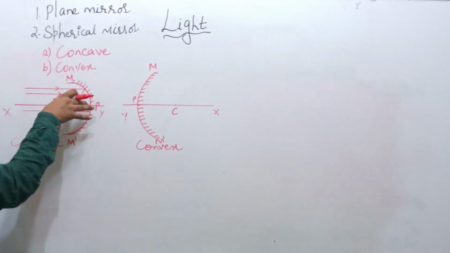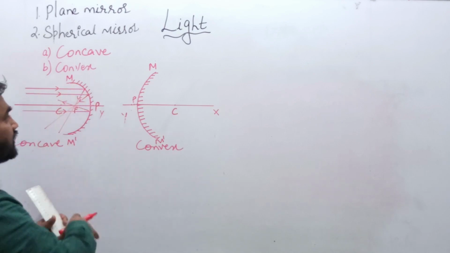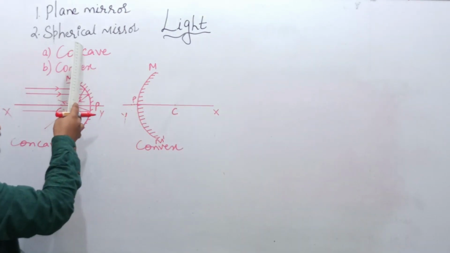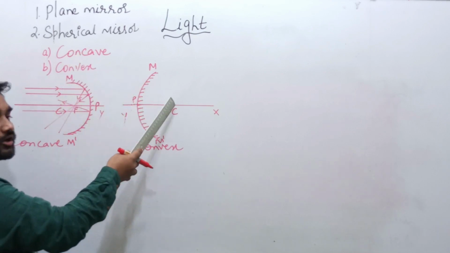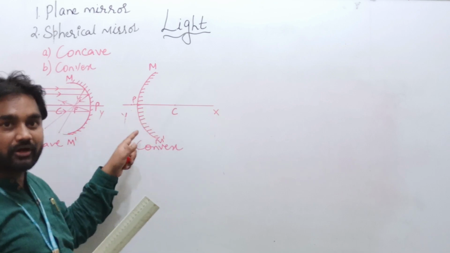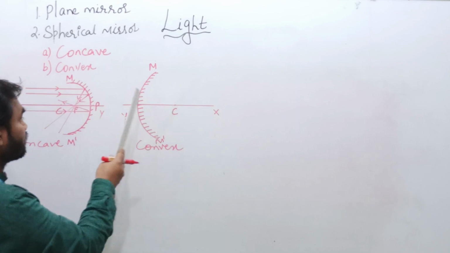You can see here, this is a spherical mirror. These two are parts of a spherical mirror. So these two parts have got a center because it is a hollow sphere, and both are parts of a hollow sphere. So sphere means it has got its center. So C is the center of curvature.